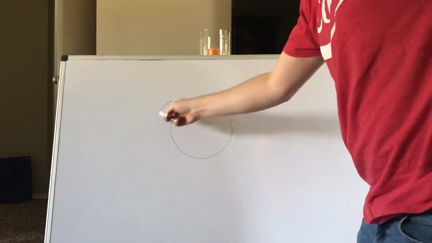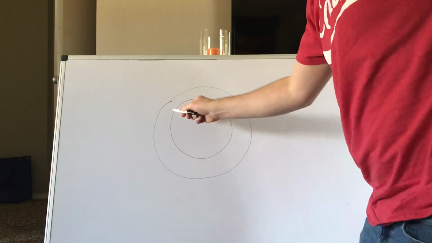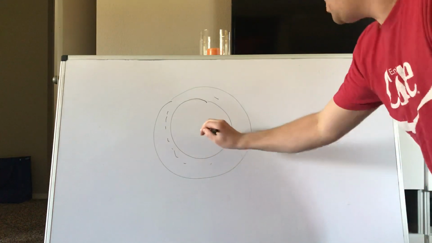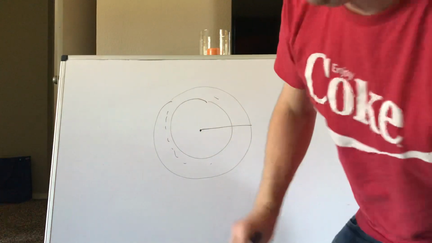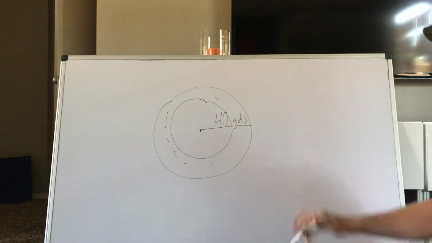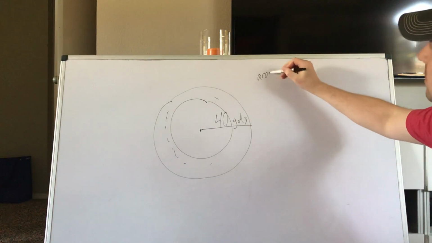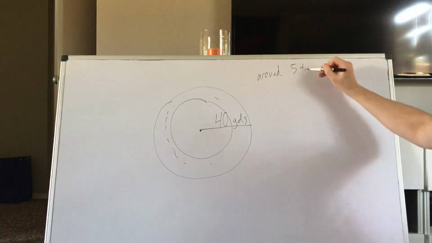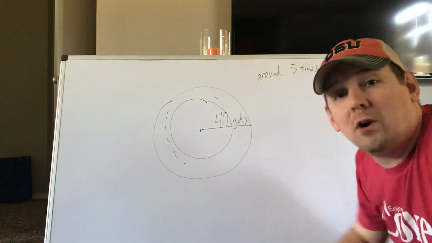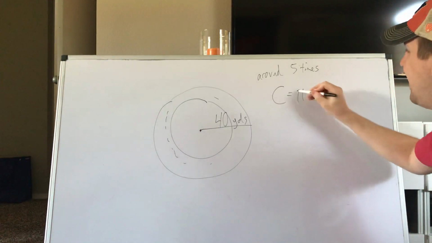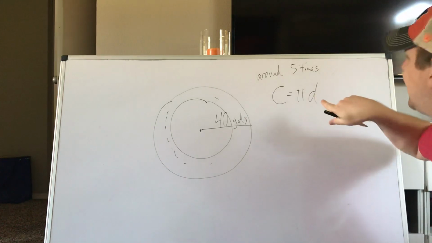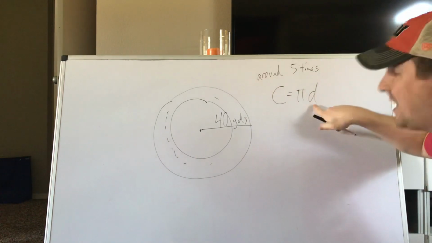Circular track. Here's the track, right? You're like running around the track. The radius is 40 yards. And you're running around it 5 times. Since we're running around, we're finding circumference. And here's your beautiful formula. Circumference equals pi times diameter. You're going to take, we need the diameter.